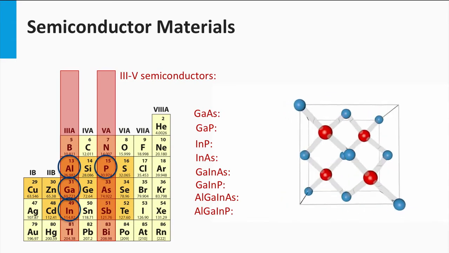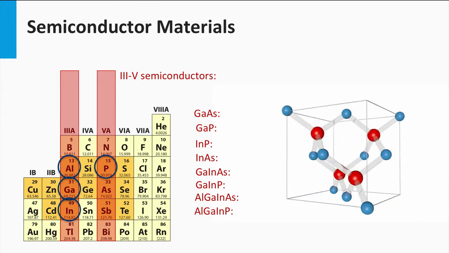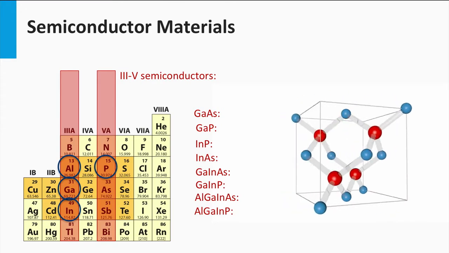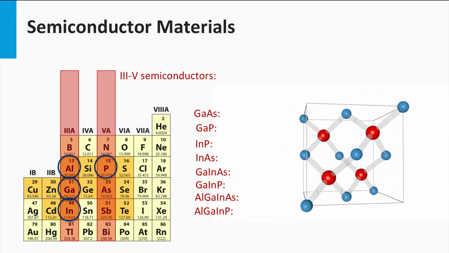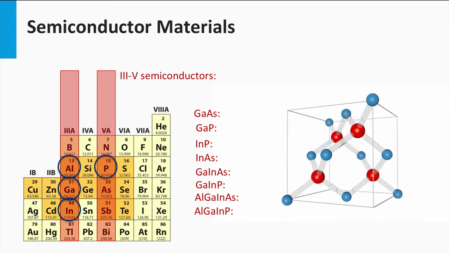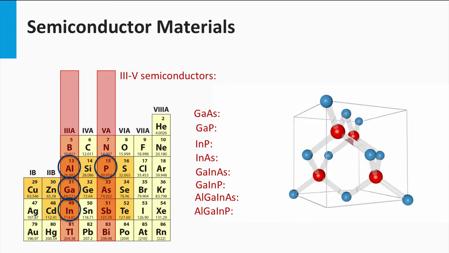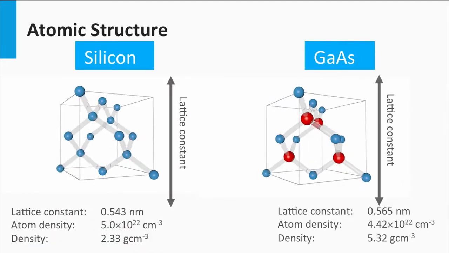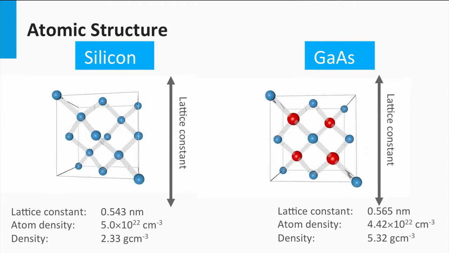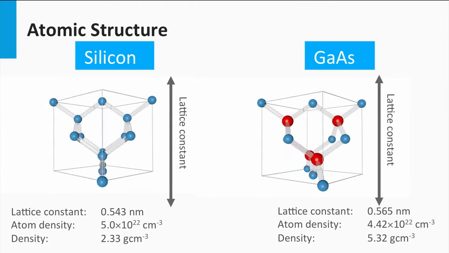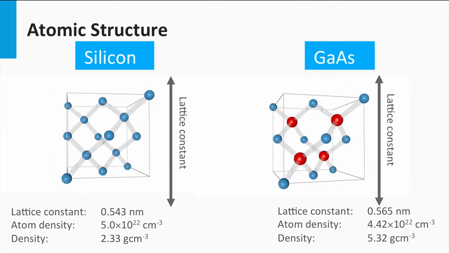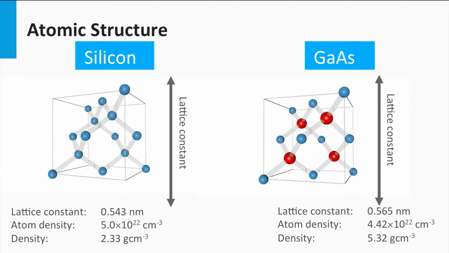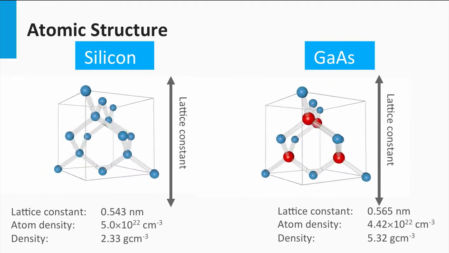Its lattice has a tetrahedral diamond lattice structure just like silicon. However, every gallium atom neighbors 4 arsenic atoms, and every arsenic atom neighbors 4 gallium atoms. Compared to silicon, it has a slightly larger lattice constant and is significantly heavier than silicon. Both gallium and arsenic are roughly twice as heavy as silicon.